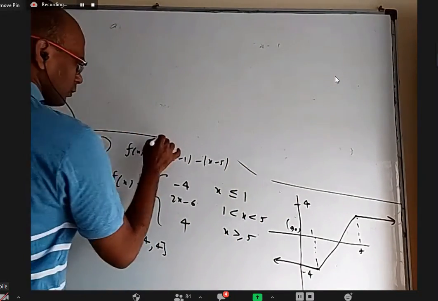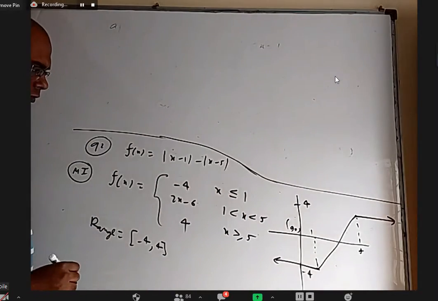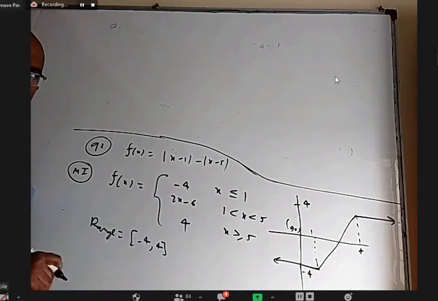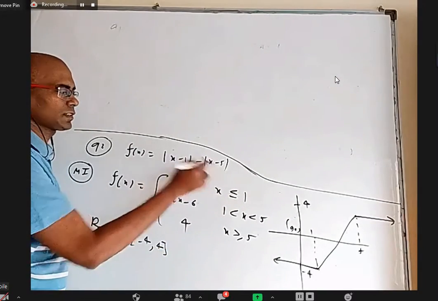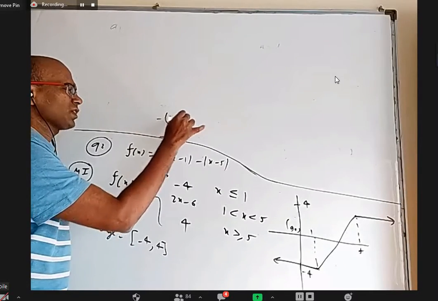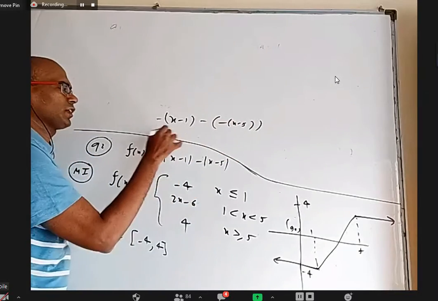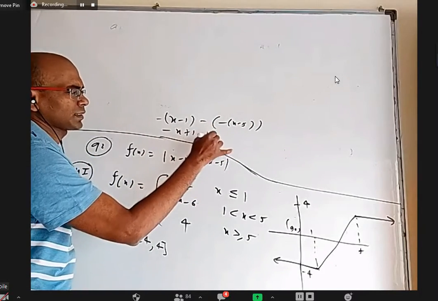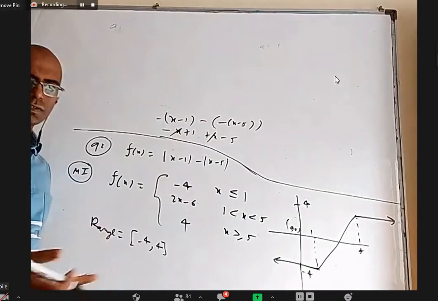Sir, why did you take minus 4 for 2x minus? It came minus 4. Not that I took, it came. When x is less than 1, this is negative, so it became minus of x minus 1. This became minus of x minus 5. Let us simplify. Minus x plus 1 plus x minus 5. Plus x minus x cancel. 1 minus 5 is minus 4. That's why I got minus 4.